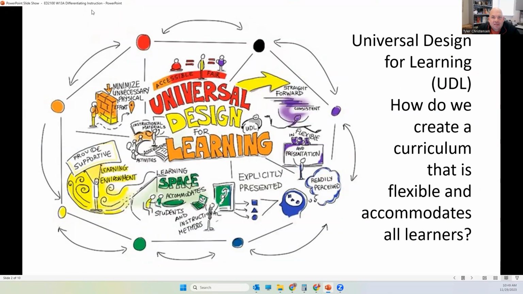The idea here is that we create a curriculum, we create an environment and a culture that accommodates all students and is inclusive. Now, we can do that by creating things that recognize learner differences, that recognize different learner preferences or learning styles, and it can be tricky. So as we look at this graphic, you see that they show learning spaces that accommodate different students, different methods of instruction, different kinds of support.